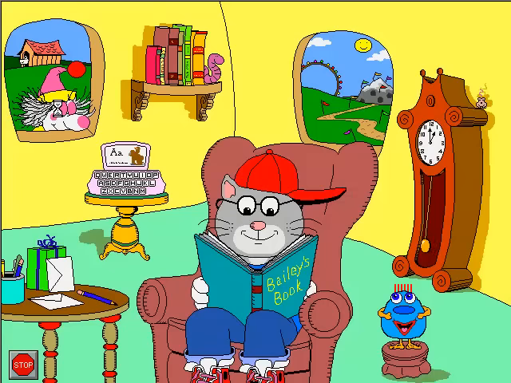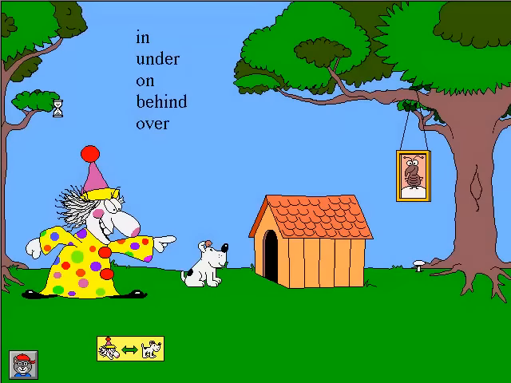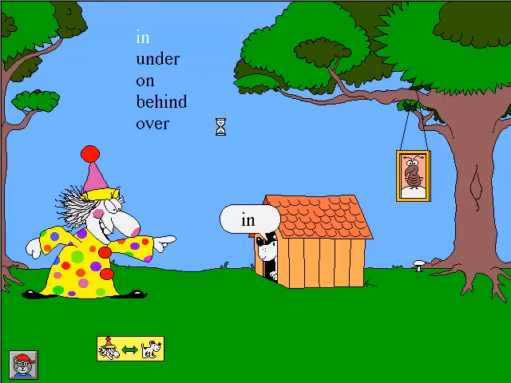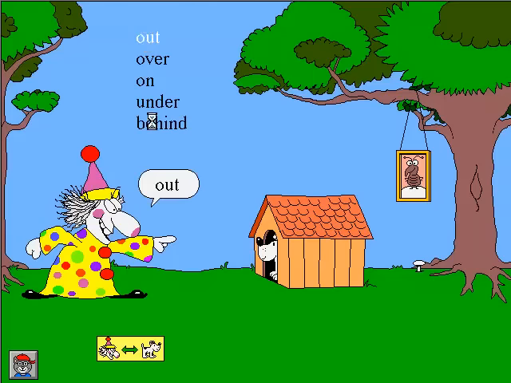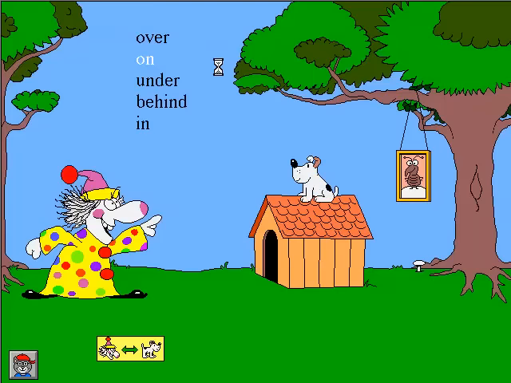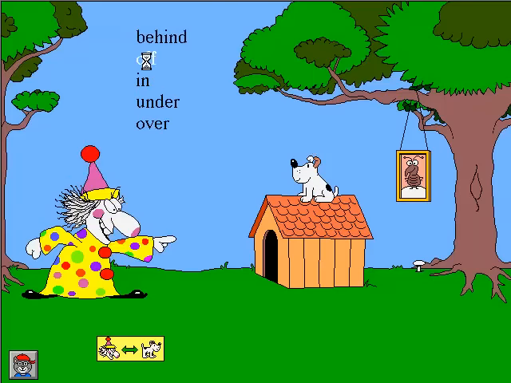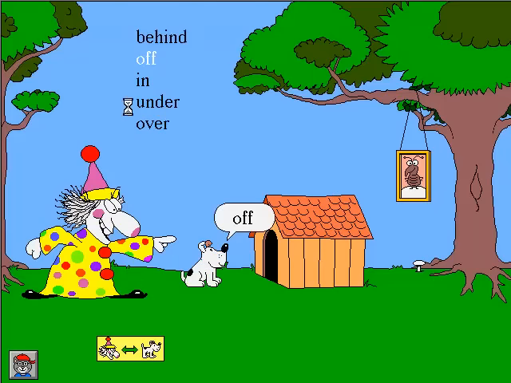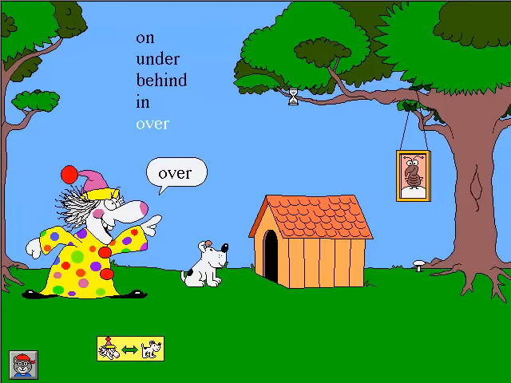Here come Edmo and Houdini. Go in the doghouse, Houdini. I'm in the doghouse. Go out of the doghouse, Houdini. I'm out of the doghouse. Go on the doghouse, Houdini. I'm on the doghouse. Go off the doghouse, Houdini. I'm off the doghouse. Go over the doghouse, Houdini.